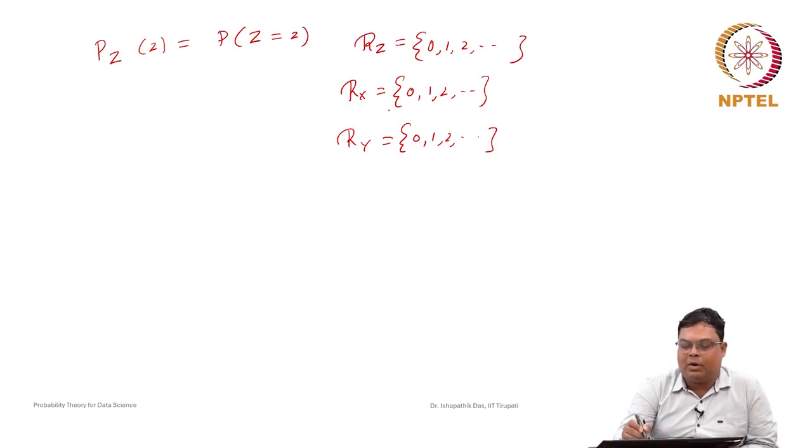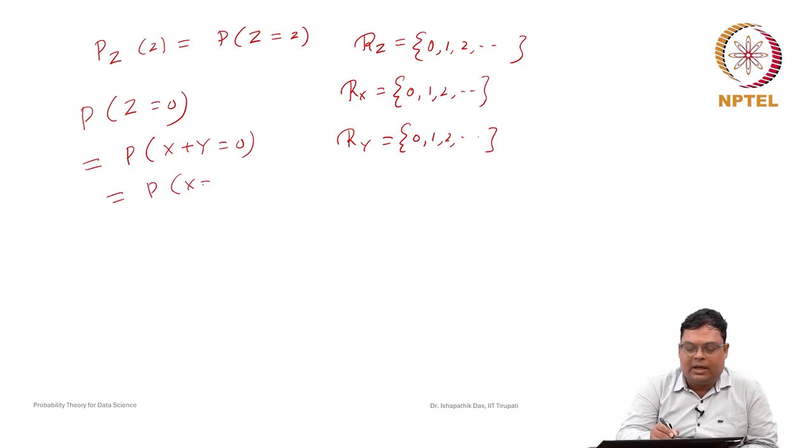Now, what is the probability that z is equal to 0? That probability is the probability that x plus y is 0, because z is equal to x plus y. The minimum value x can take is 0, so x plus y equal to 0 is only possible when x is equal to 0 and y is equal to 0. Because they are independent random variables, we can multiply, using the definition of independent events.